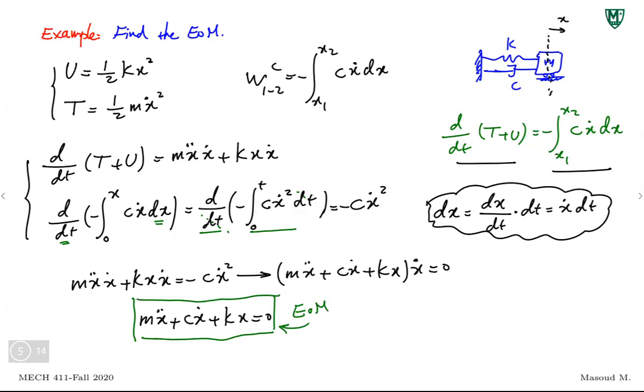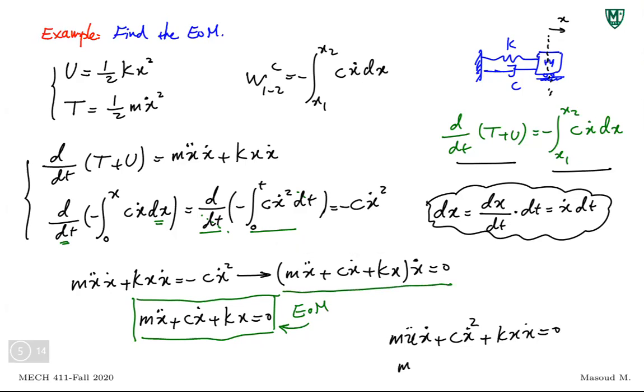Well, if I put everything together, eventually it becomes m x double dot x dot plus c x dot squared plus k x x dot is equal to 0, right? Now I have to find where this becomes 0. Or I can just factor out x dot. All of them have x dot. Then I get to this equation there.